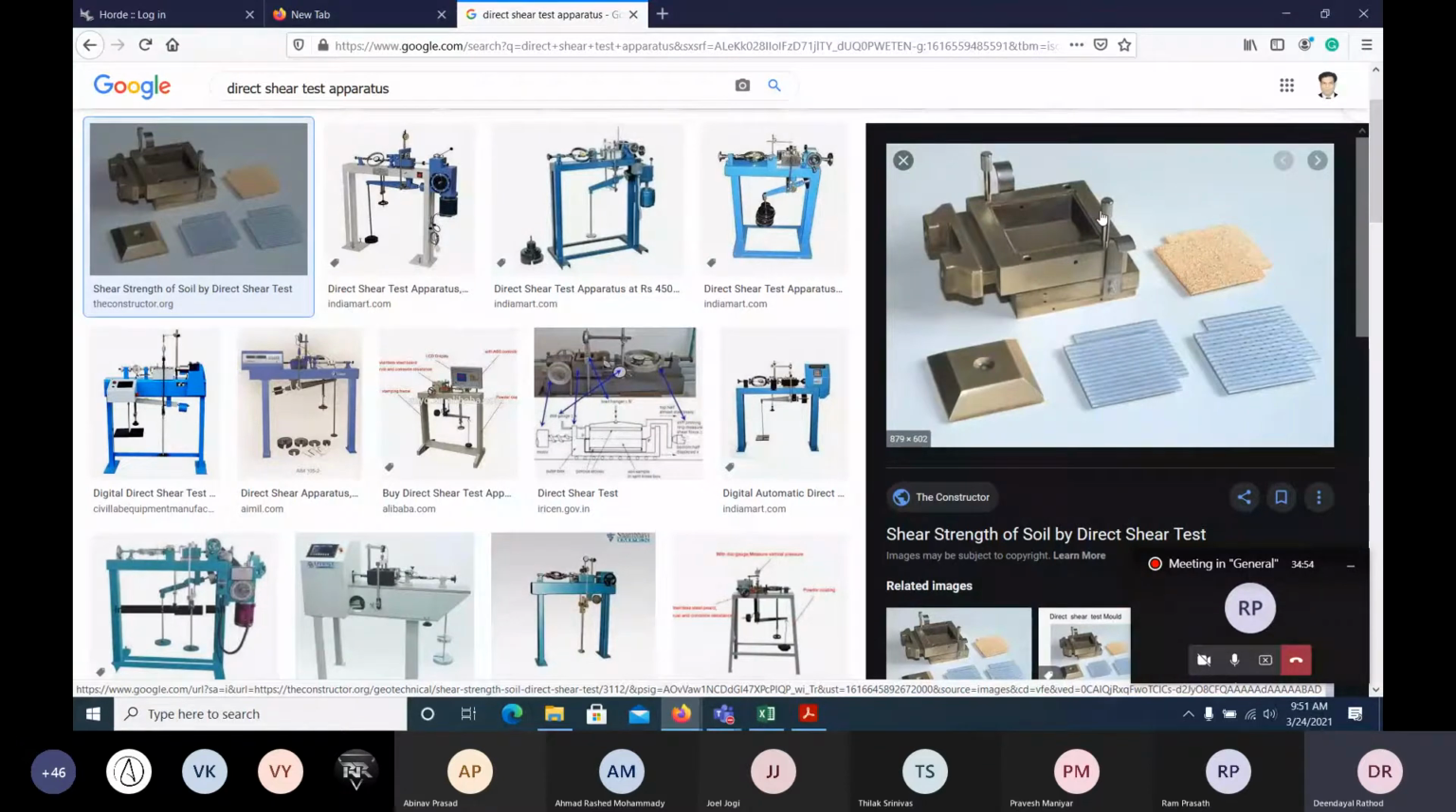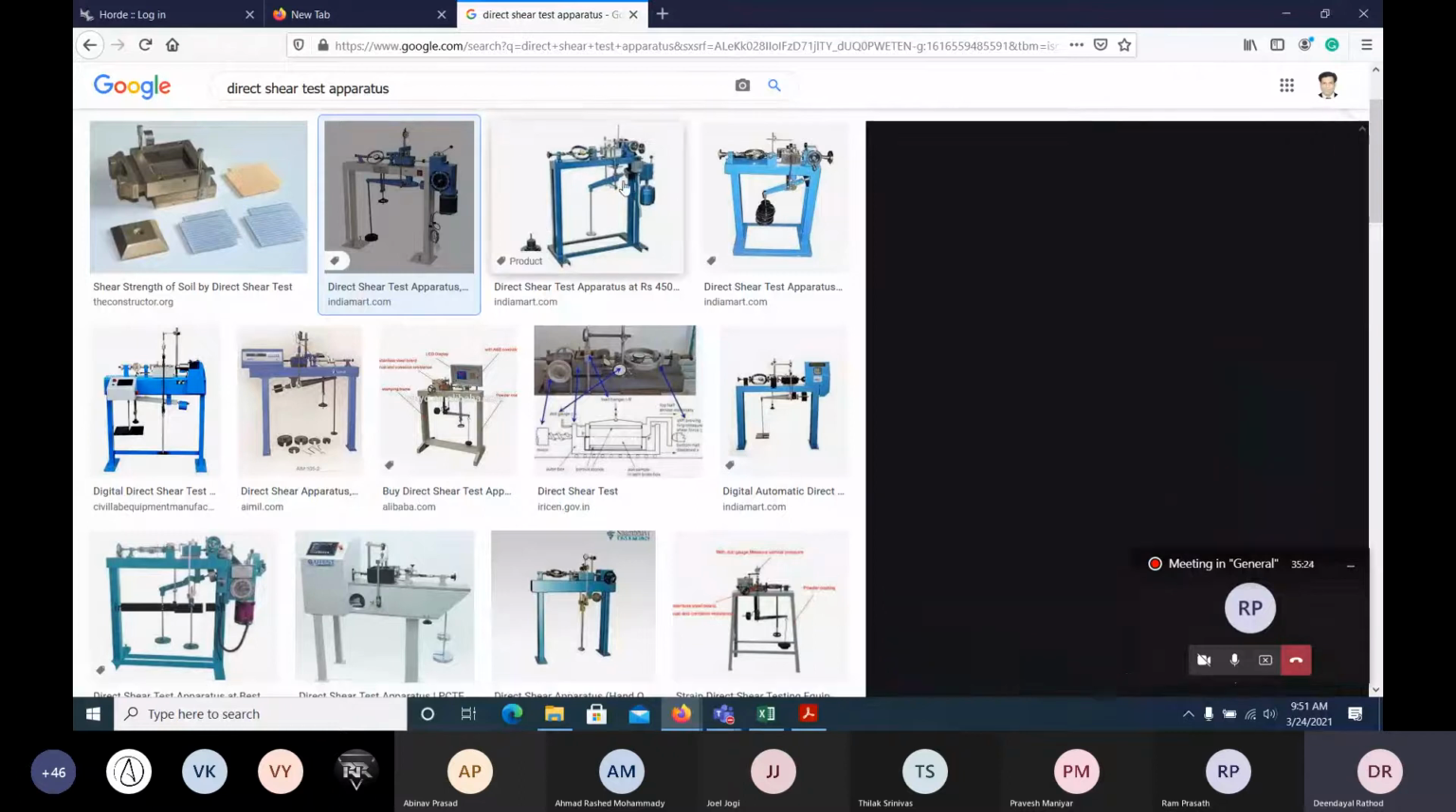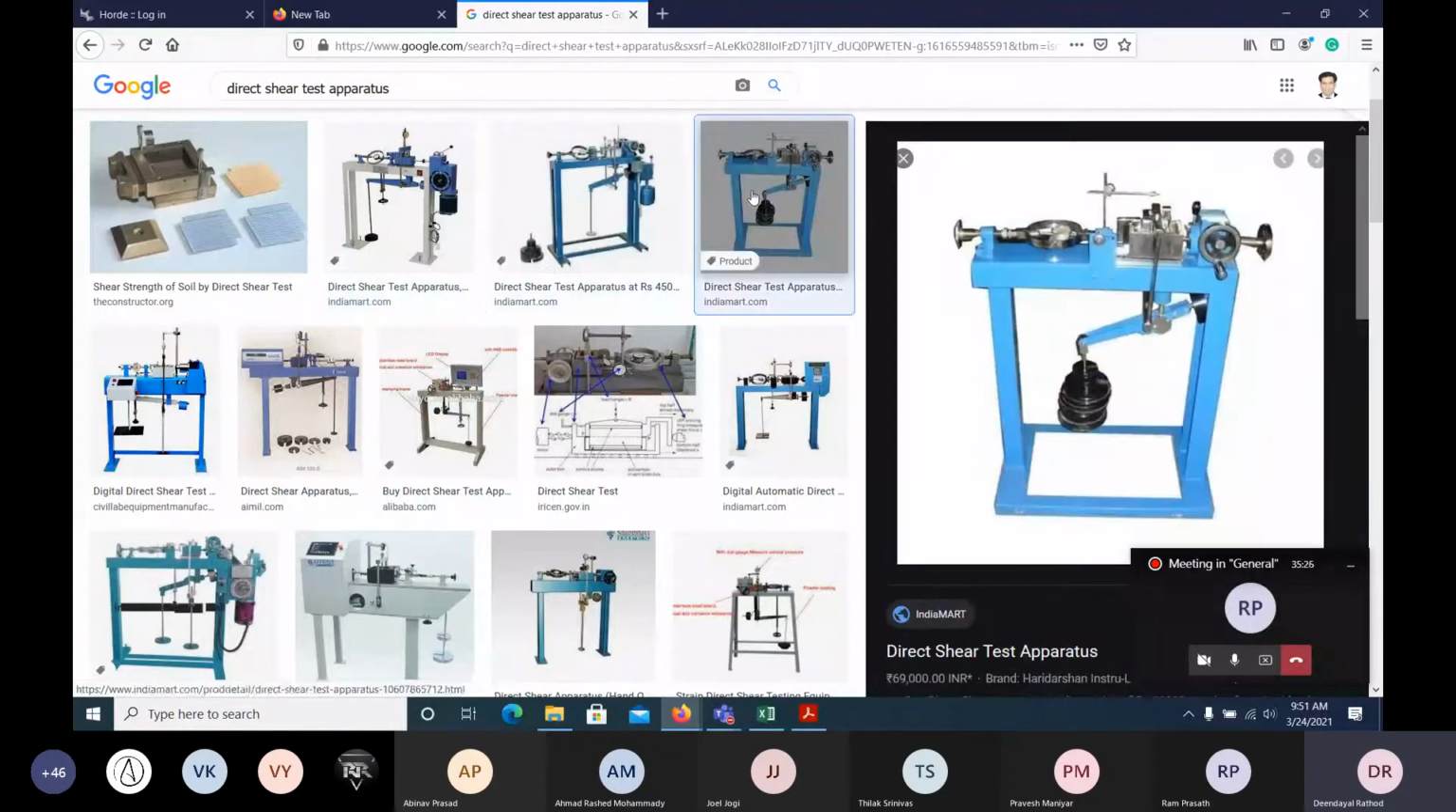On the y-axis shear, on the x-axis normal. When you plot it for different loads, you will get a graph, is it not? And that particular graph will give the C and the phi parameters. So what we generally do here is what this shows. Whatever is hanging that you can see is the normal stress, and this is the shear. Likewise, using this weight we'll apply normal load here, and there would be shear also.